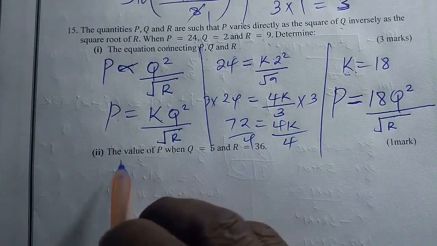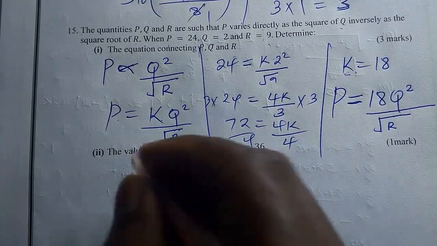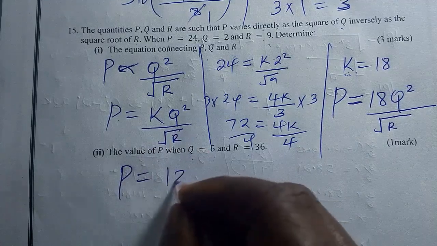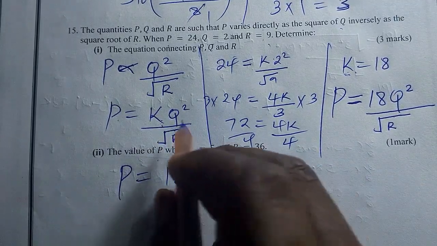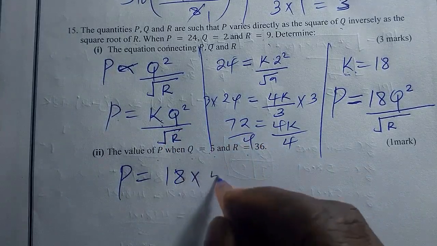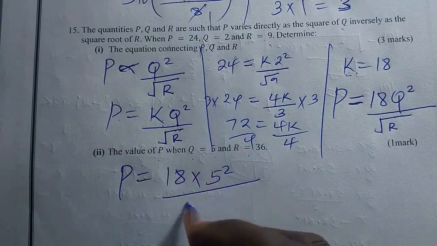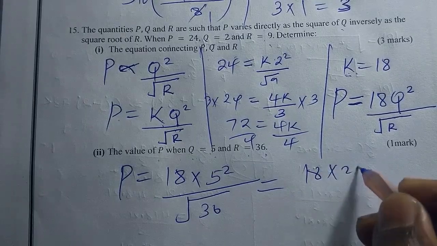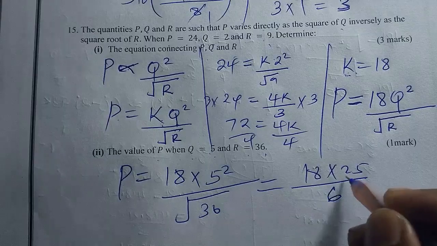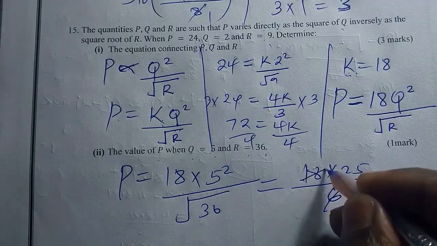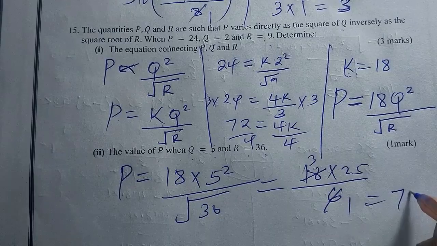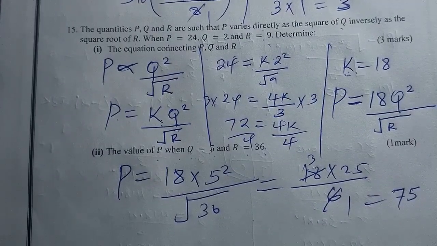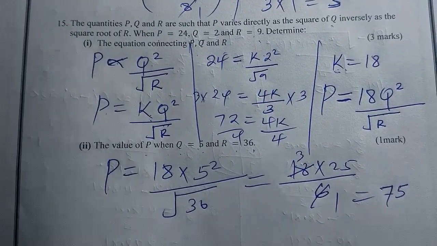Find P when Q is this. So P is equal to K, which is 18, times Q. Our Q here is 5, that is 5 squared, over the square root of 36. That is 18 times 25 divided by 6. 6 into 18 is 3. And that is 75.